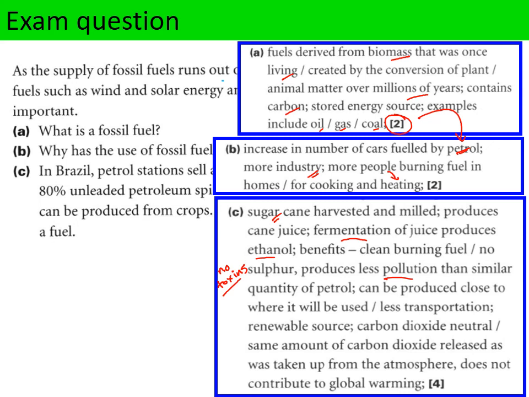Also, the ethanol can be produced through this process close to where it's actually going to be used. So less transportation results in less CO2 being released back into the atmosphere through the use of fuel for vehicles to transport the ethanol to where it's going to be needed.